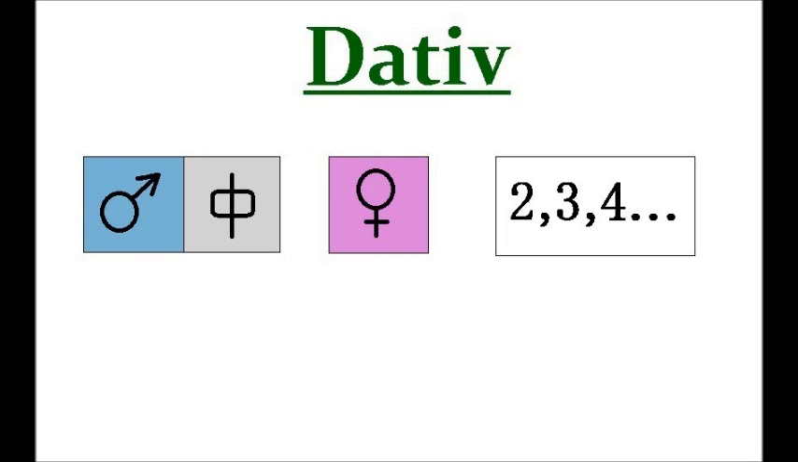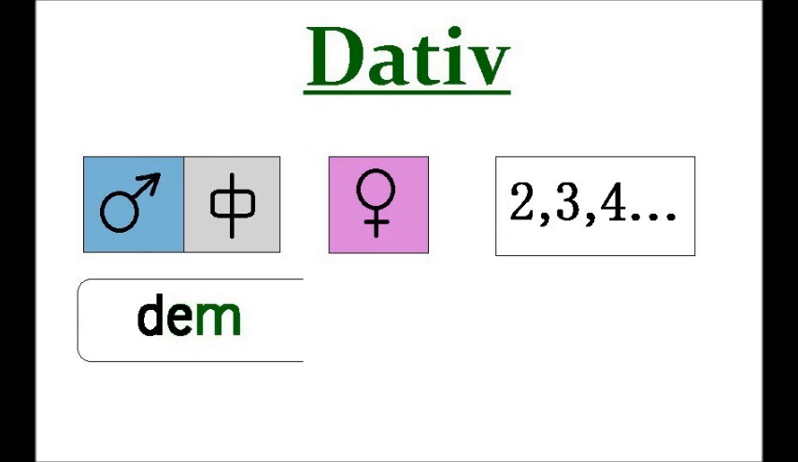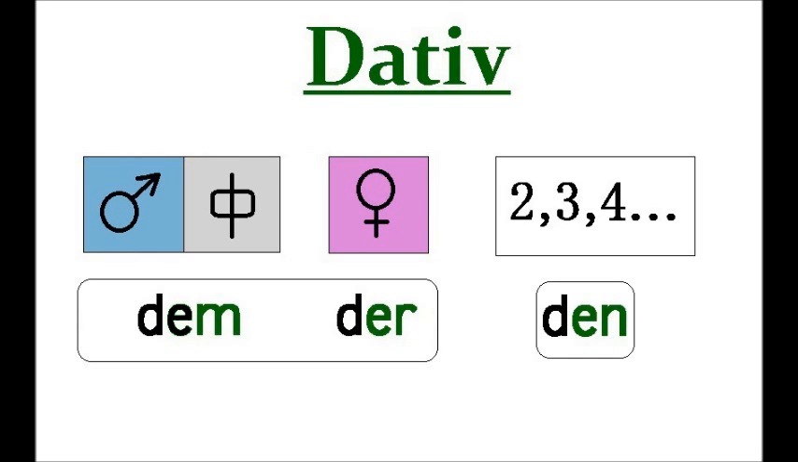So I put the symbols together. The male and neutral dative article is dem. The female article is der. And the plural article is den. To make sure that it is not confused with the accusative singular, in the plural you need to add an n at the end of the noun.